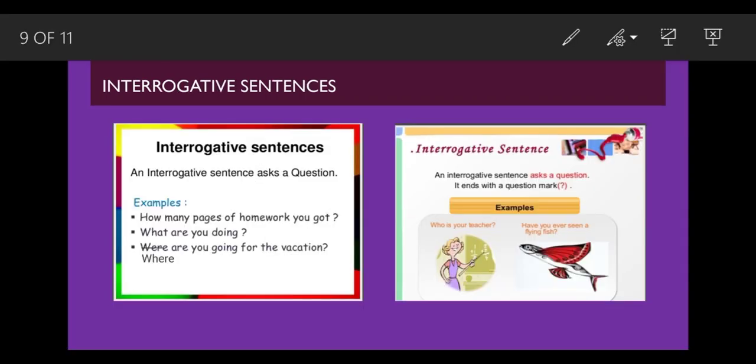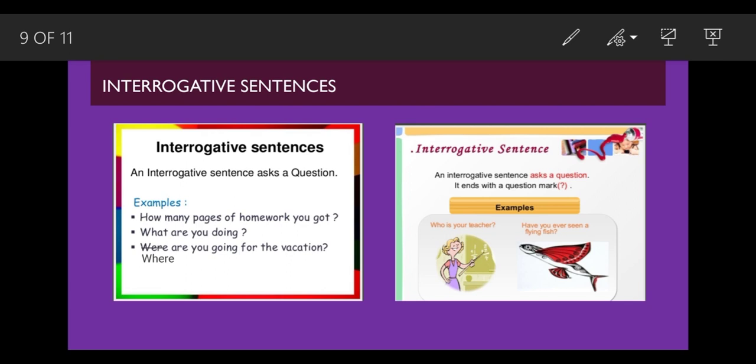Let us now learn about interrogative sentences. An interrogative sentence asks a question. It always ends with a question mark. Children, all the sentences that ask a question or make an inquiry are called interrogative sentences, and it is very easy to identify such sentences as these interrogative sentences always end with a question mark.